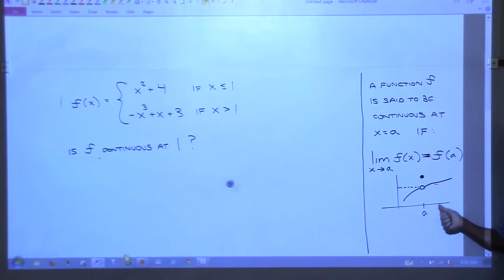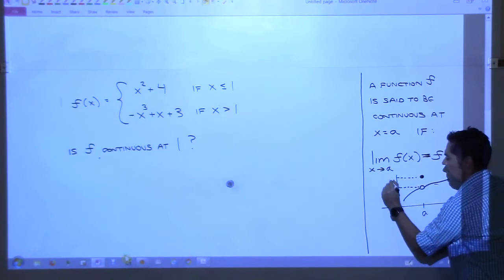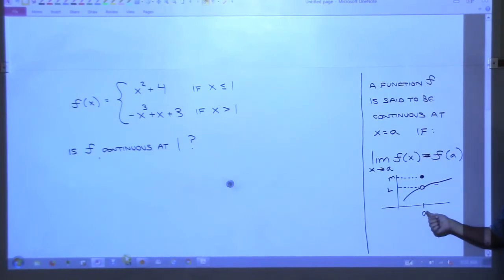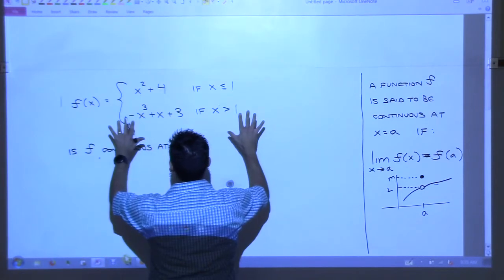So here, yes, f of A is a number. The limit exists. I can even illustrate it this way. Let's call this L and let's call this M. F of A is M, right? The limit is L. L and M aren't the same thing. So we need this to hold for something to be continuous at A. Y'all follow that? Okay, let's go back over here and look at this question right here.